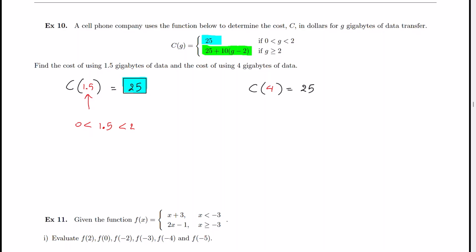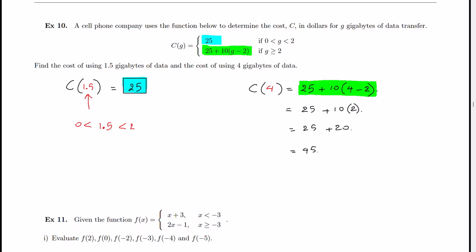It's going to be 25 plus 10 times the g. In this case, the g is going to be 4. This is just a random number that we're testing, and then minus 2. So in this case, I have to use the second equation to determine the cost. So this is going to be 25 plus 10 times 2. So in other terms, 25 plus 20, which means I have to pay $45.